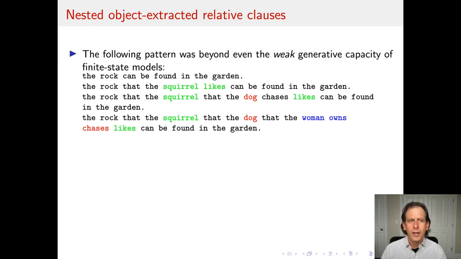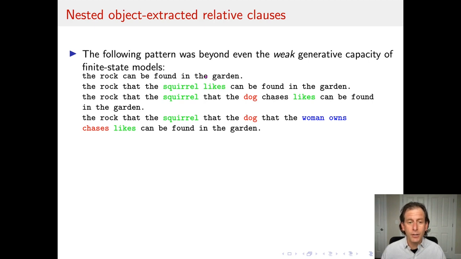And the pattern is instantiated by this sequence of sentences. We start off with, the rock can be found in the garden. Now, at the end of the word rock, we can insert what's called a relative clause, and we can get the rock that the squirrel likes, so that the squirrel likes is a certain kind of relative clause modifying the word rock. And that's a perfectly grammatical sentence.